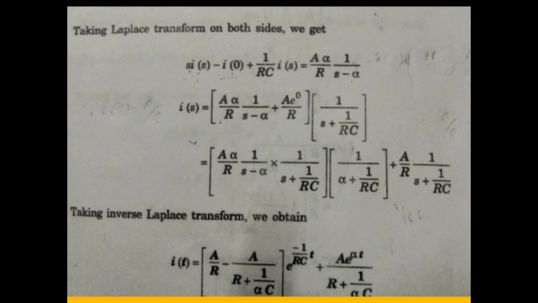I am rearranging this equation so that I can take the inverse Laplace transformation easily. So we get i(t) as A/R minus A/R plus 1/αC into e^(−t/RC) plus A e^(αt) divided by R plus 1/αC.